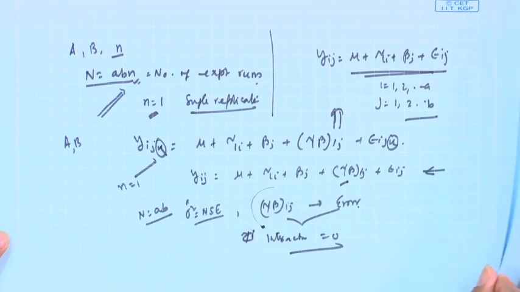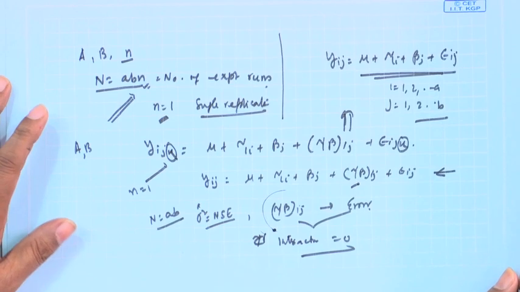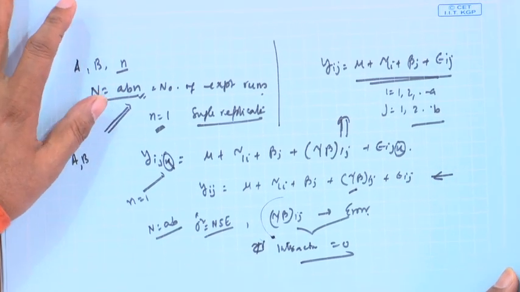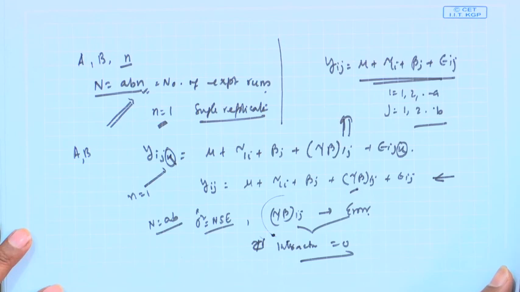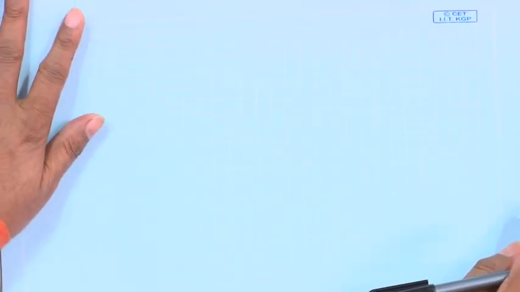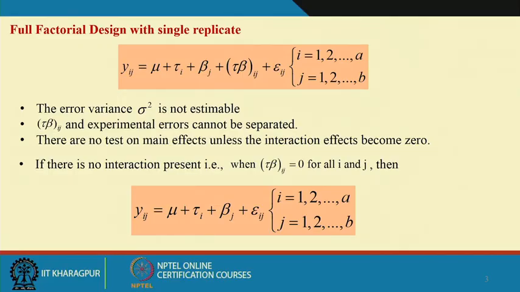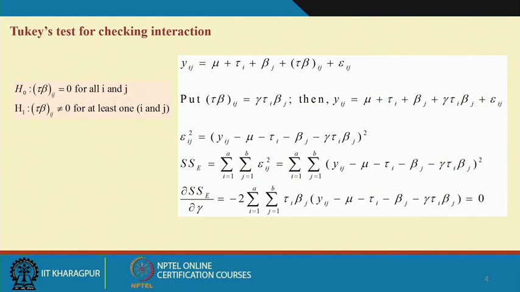So, when you do factorial experiments and you are dealing with a single replication, please keep in mind that the interaction effects will become 0, and that means you have to test whether the interaction effect is there or not. If you find the interaction effect is there, then you cannot deal with this; you have to go for a larger number of replications. If the interaction effect is 0, then your model will become simpler, and you have to have a test of no interaction.